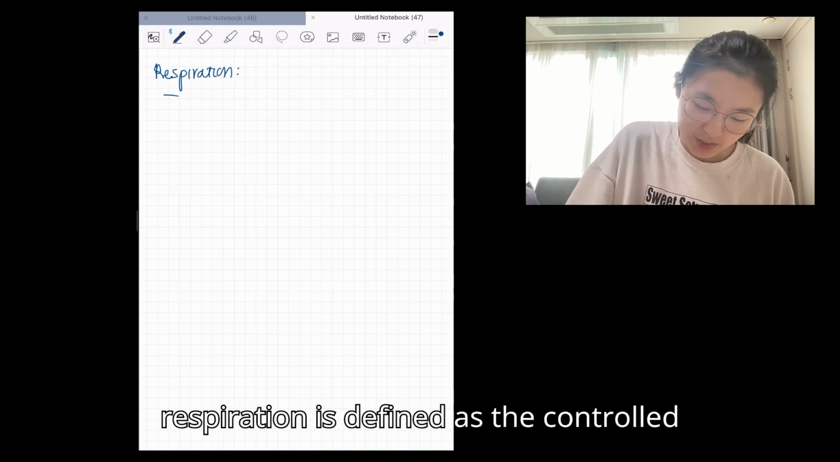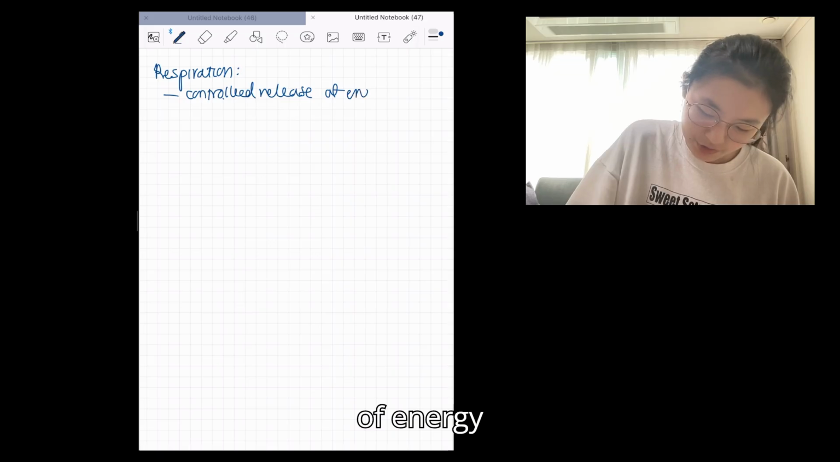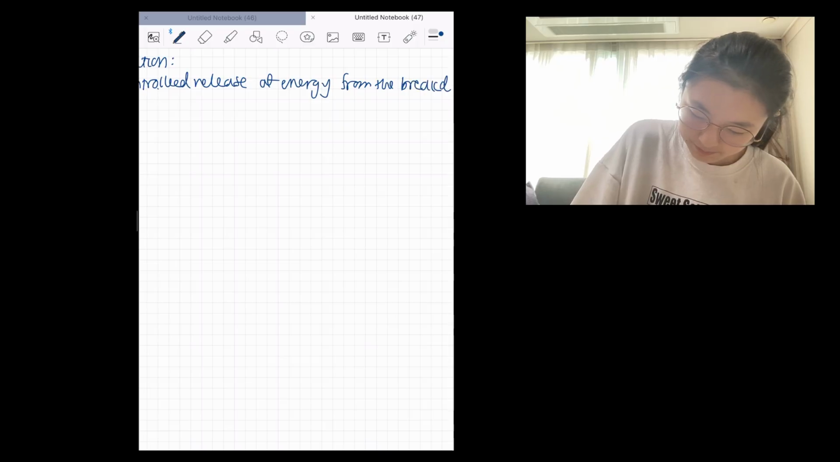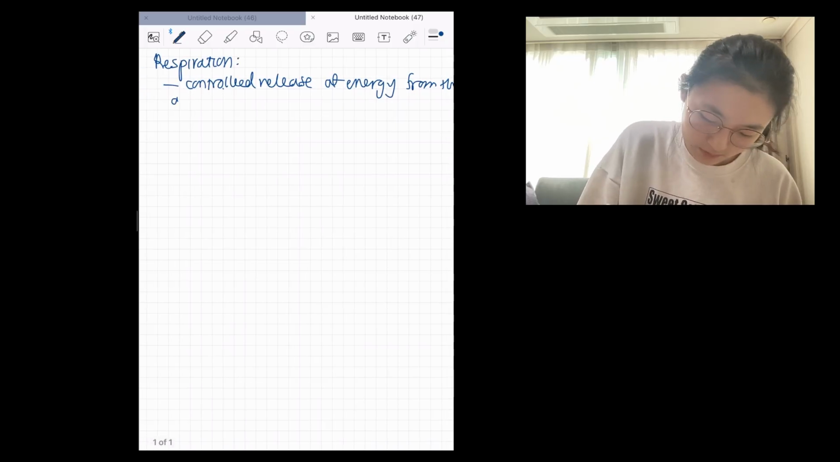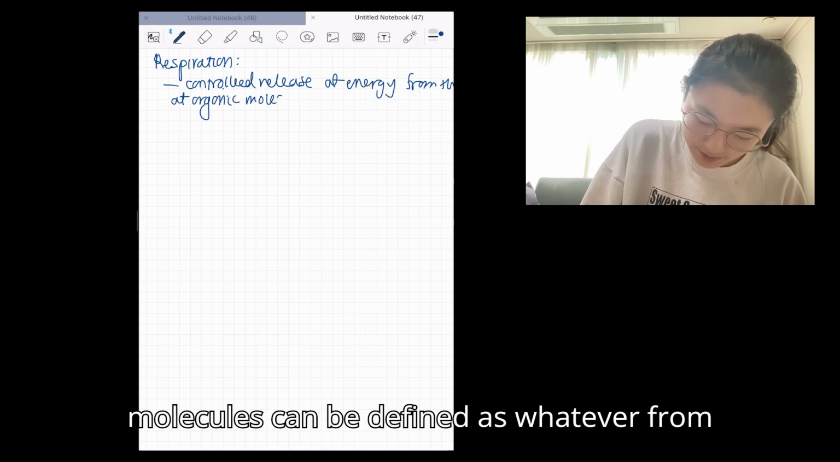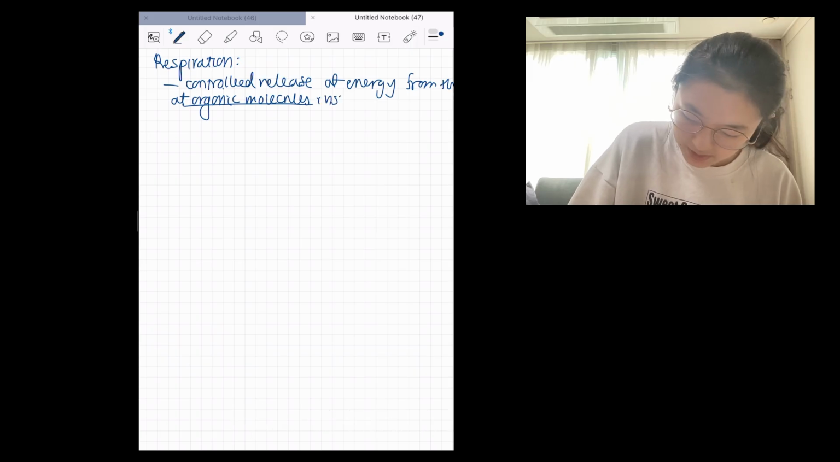Now, respiration is defined as the controlled release of energy from the breakdown of organic molecules, and here organic molecules can be defined as whatever from lipids to even carbohydrates inside the cells.